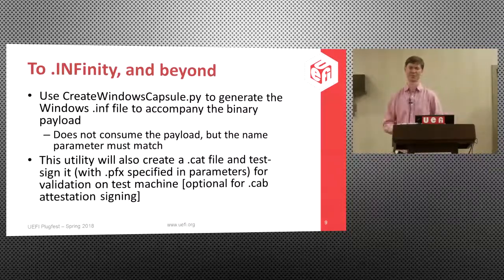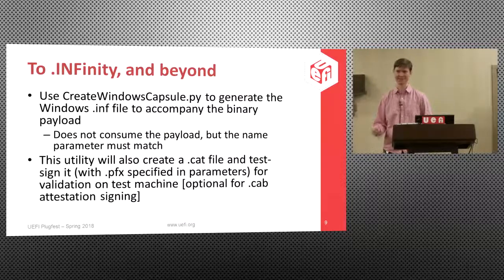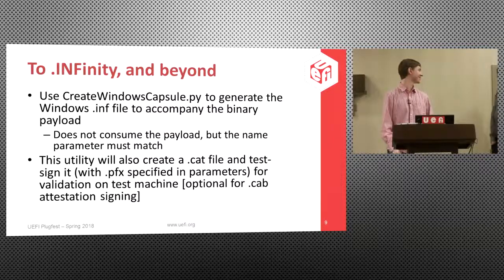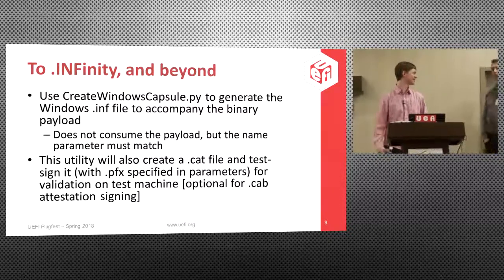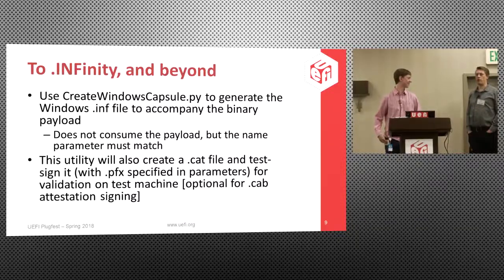The utility as provided will create a cat file, which is not necessary if you are doing the cab file, the attestation signing of the cab file, but it is necessary if you're going to do the HLK validation. Not necessarily. You don't. For the validation portion, all you need is the INF and the binary. We will give you a cat. We throw away whatever cat you give us and generate a signed one. So.